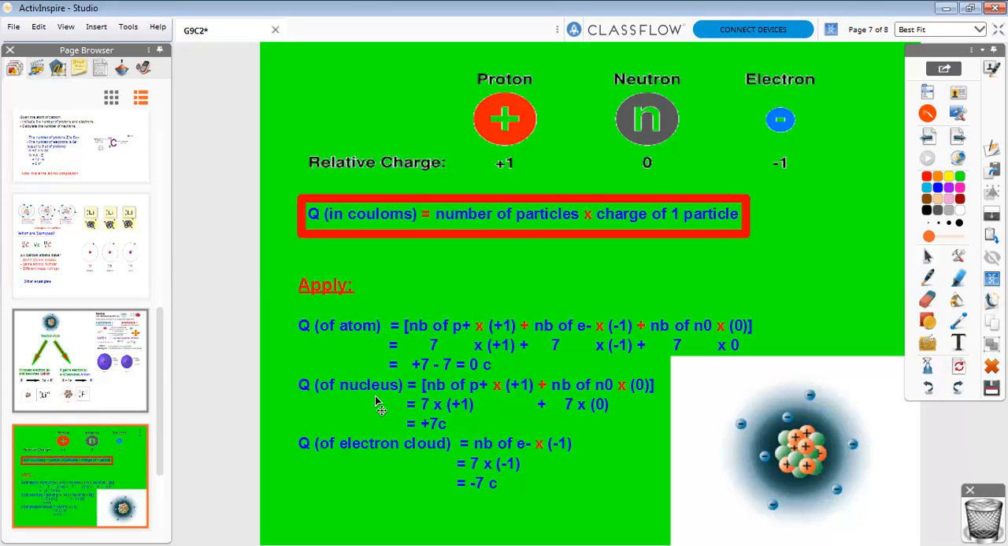The charge of the nucleus. Look at the nucleus, forget about the electrons. Number of protons multiplied by +1, plus number of neutrons multiplied by 0. So 7 times +1, plus 7 times 0, equals +7 Coulomb. So the charge of the nucleus is +7 Coulomb. The charge of the electron cloud would be the number of electrons multiplied by -1, so -7. The charge of the electron cloud is -7.